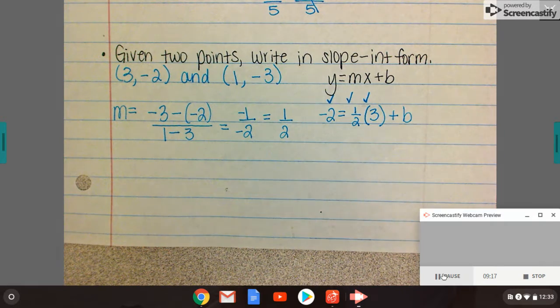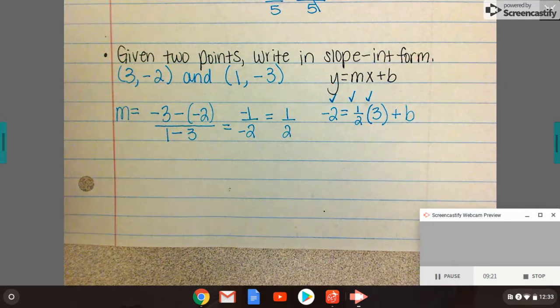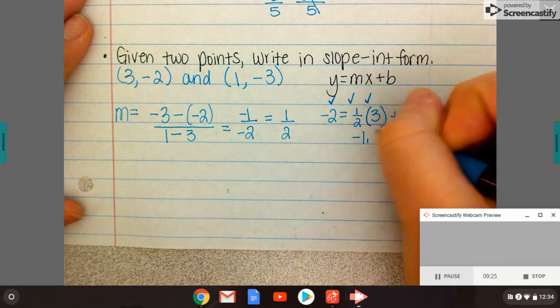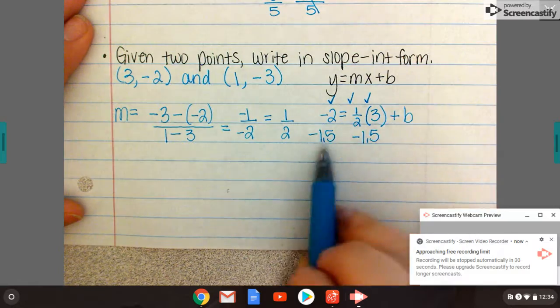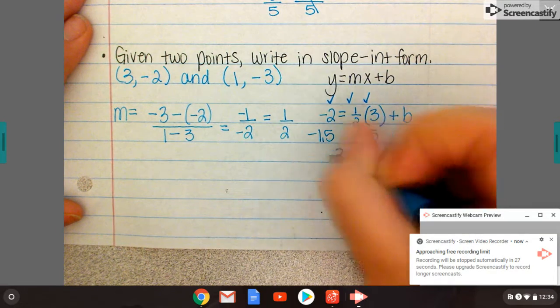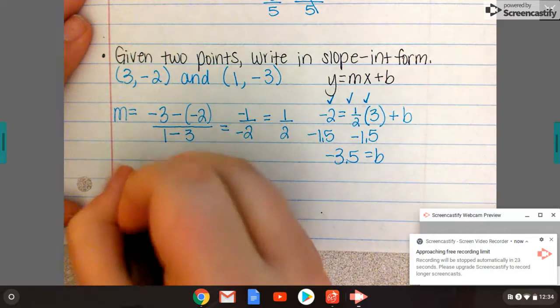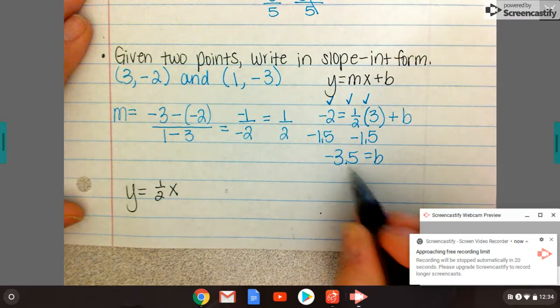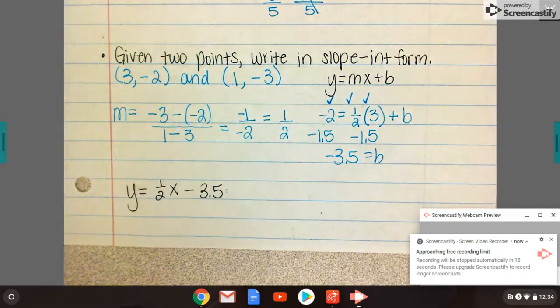All right, let's see. I plugged in everything. I used the first point. You could have also used the second. It doesn't really matter. This is 3/2, which is 1.5. So let's subtract 1.5 from both sides. And we've got -3.5 for our b. So my final answer here is y equals 1/2 x minus 3.5. So there's my final answer there.